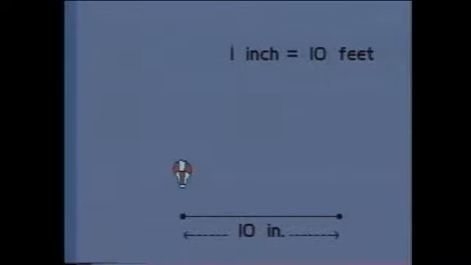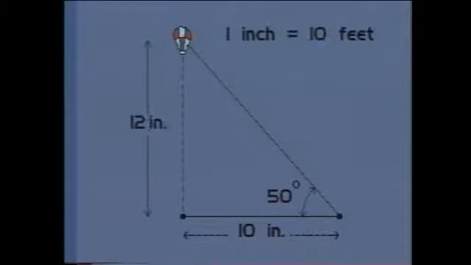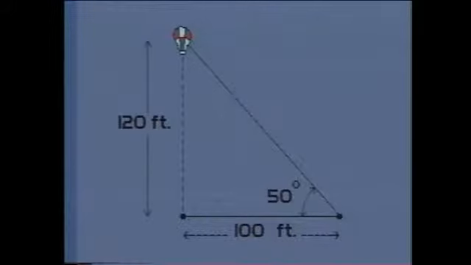Then we inscribe the angle we measured using a protractor. Say the measurement came out to be 50 degrees. After that, we draw a straight line up on the other end, where the balloon went up. We then measure that line with our ruler. If it measures out at 12 inches, then we know from our observations that the balloon went up 120 feet.